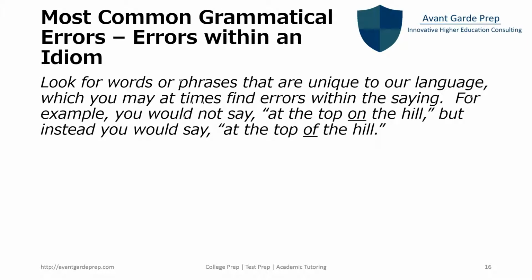For example, we would not say at the top on the hill, but instead you would say at the top of the hill. But it's usually always very short words like this, so these preposition words that are short. And look, on and of, like both O's, just one letter different, and they're both very short words. So idioms are just hard to find. Make sure that you're going very carefully through the sentence for things like that.